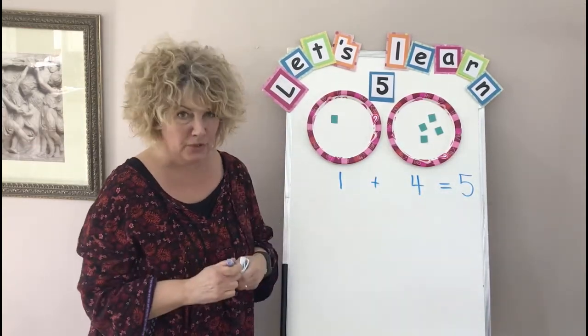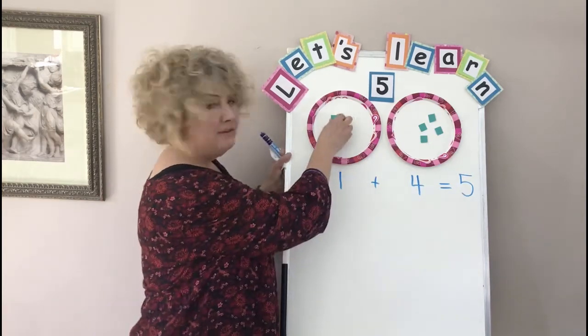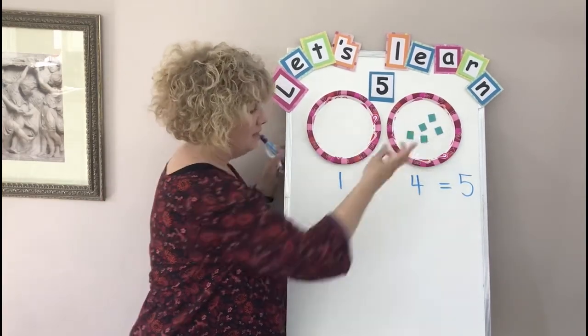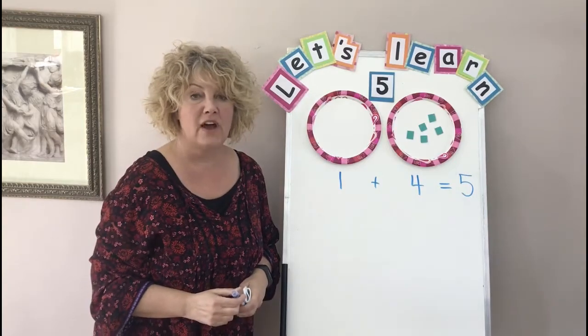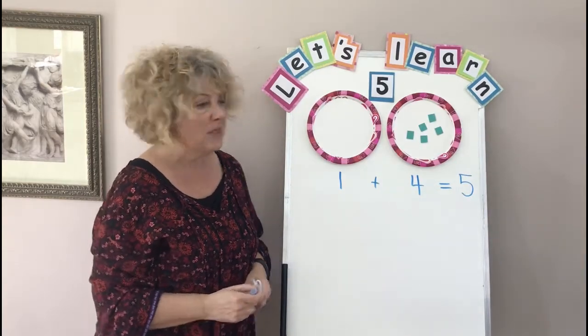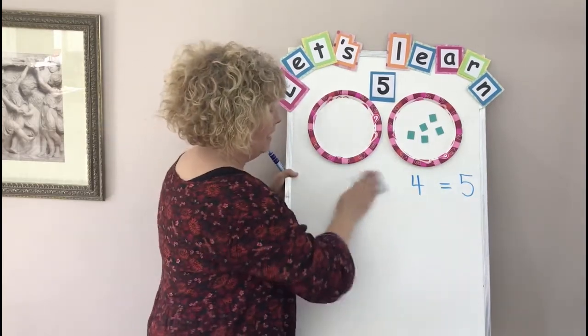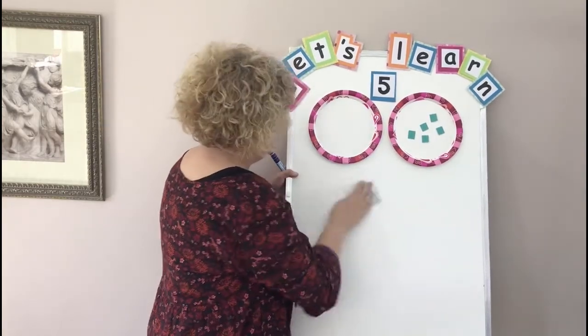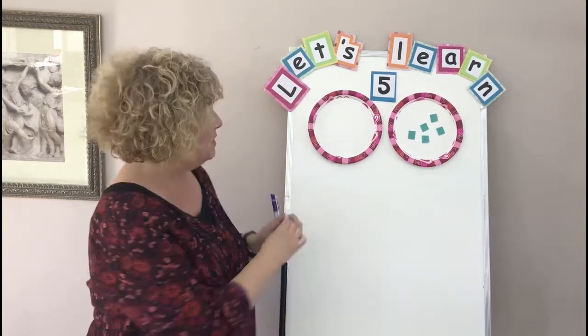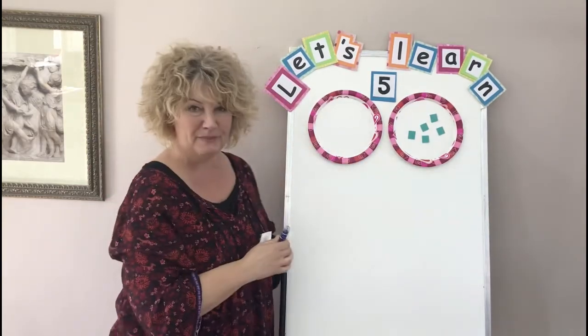So you have a job to do at home now. You need to go and find 5 of something. You can use 5 squares like I did, or you can use 5 Cheerios or 5 chocolate chips, and you're going to move them around between 2 sides. And you're going to ask Mom or Dad to help you, and they can help you do the writing if you like. Write the number sentences that go with your pictures. Okay, have fun.